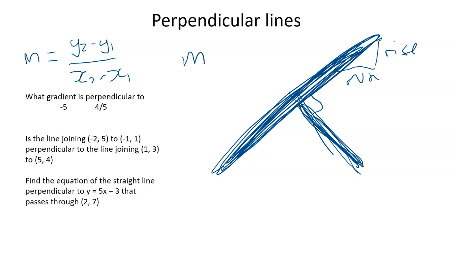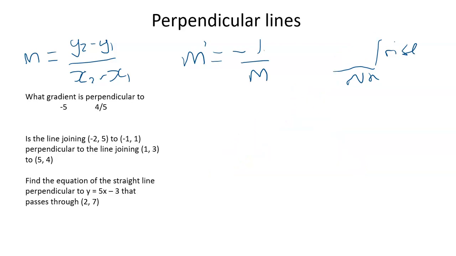So the gradient, let's say m dash for the perpendicular one, is minus 1 over the gradient of the original line. So make it negative, and if it's already negative, it will become positive, and then reciprocal means 1 divided by it. So let's look at the examples I've got on the side.